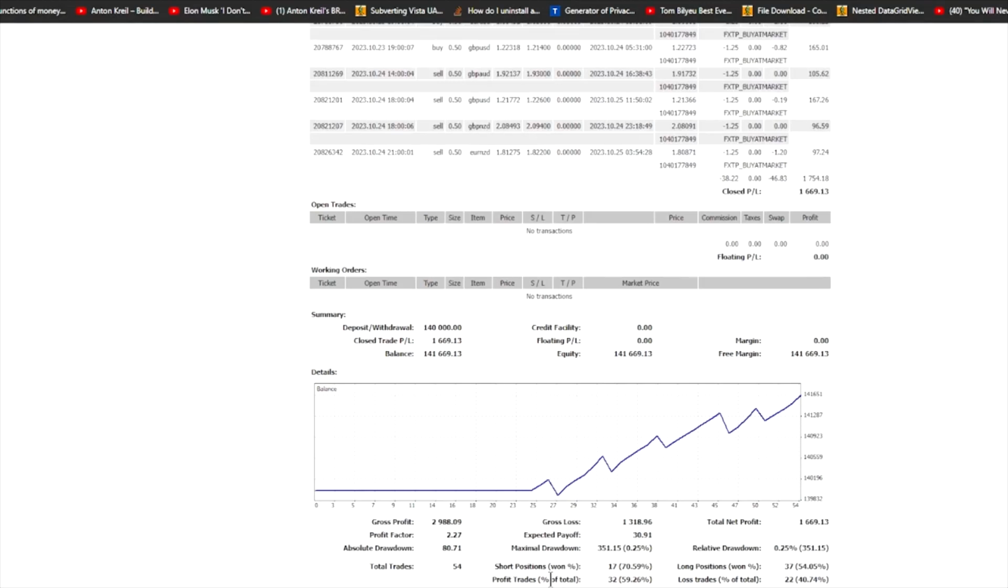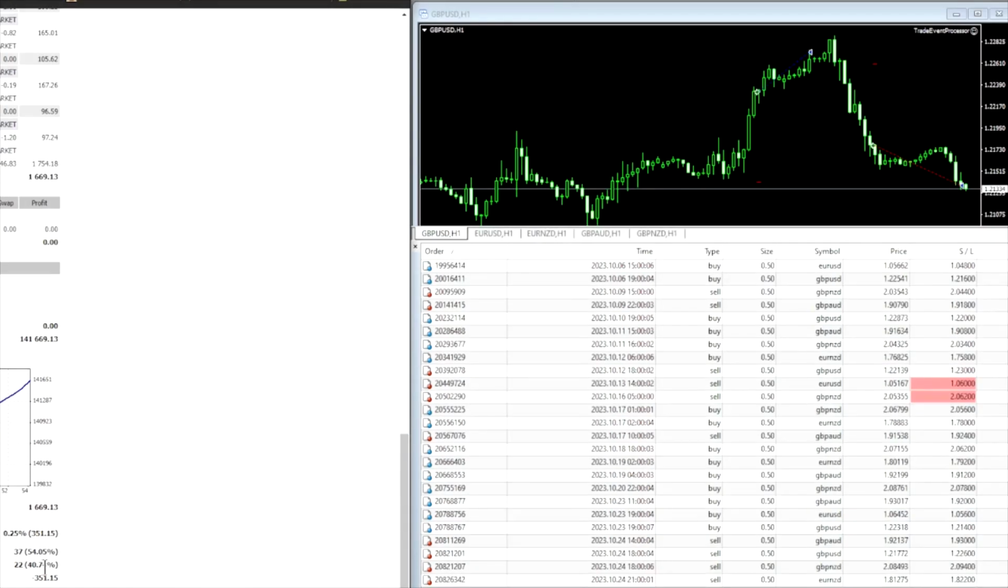But you can see the percentage of wins is 60% according to this, and losing trades is 40%. So that's a really good win rate. 60% win rate so far.